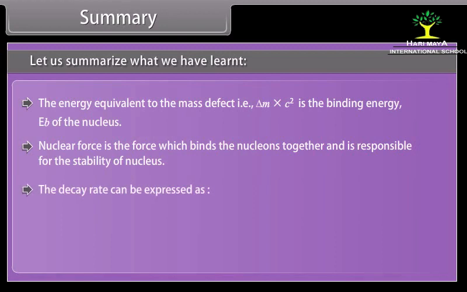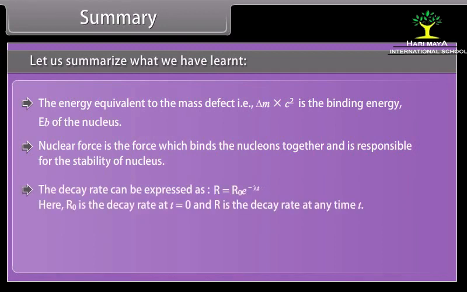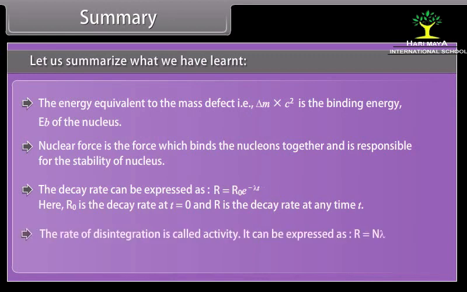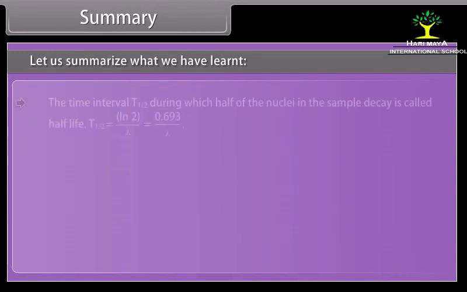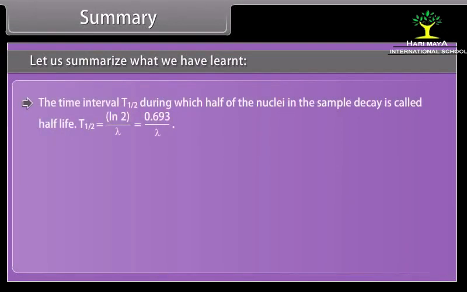The decay rate can be expressed as R = R0 e^(-lambda t). Here, R0 is the decay rate at t equal to 0, and R is the decay rate at any time t. The rate of disintegration is called activity. The SI unit for activity is becquerel. The time interval t½ during which half of the nuclei in the sample decay is called half-life.